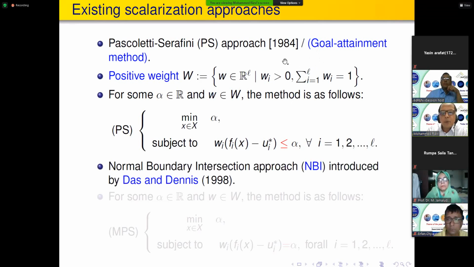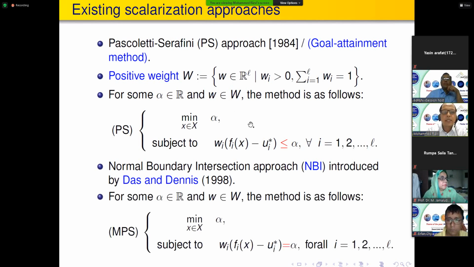Another very popular method is the NBI technique. People often say that NBI was introduced by Das and Dennis. What's the difference between Das and Dennis and Pascoletti? All are the same; the only difference is in the inequalities. He ignored the inequalities and, instead, put equalities there. He extended the Pascoletti-Serafini approach, and in 1998 he proposed this new scalarization approach.